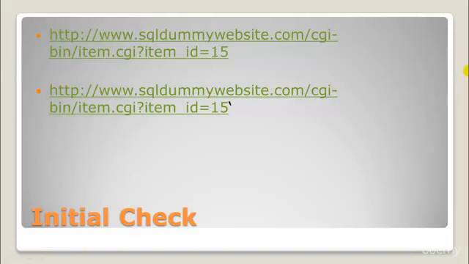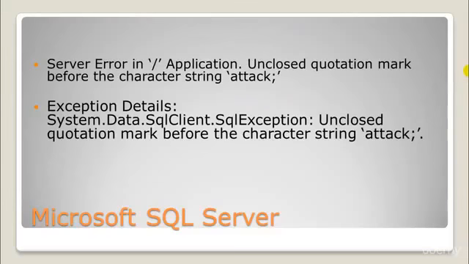So what you need to do is, let's say you have searched using inurl: item_id=, and one of the search results shows you a website like http://dummywebsite.com/cgi/bin/item.cgi or something like that. You just need to add a single quotation mark at the end of the URL, and just ensure it is a single quotation mark and not a double quotation mark.